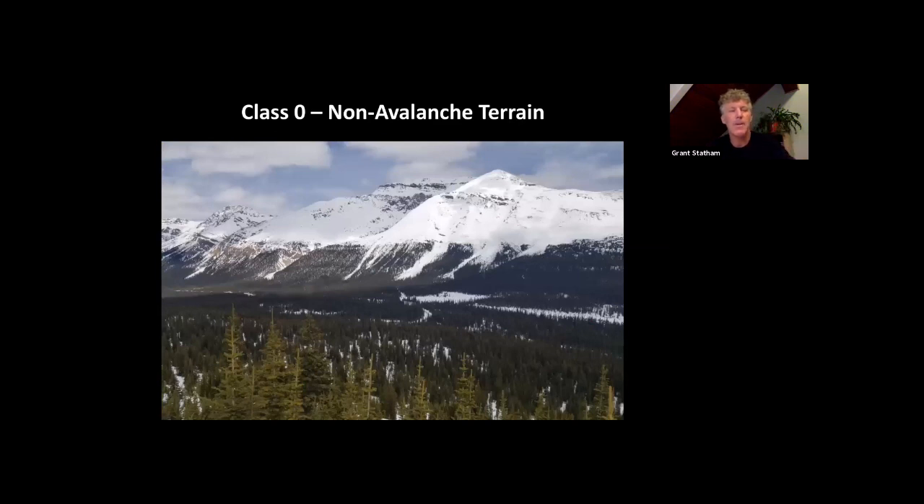You can also see here a big flat piece of terrain. This is Bow Summit, north of Lake Louise. And in the middle is a big flat, wide open valley, and we have lots of that in our park. In that area, you're not going to start an avalanche. It's pretty much flat and just rolling hills. So it is non-avalanche terrain.